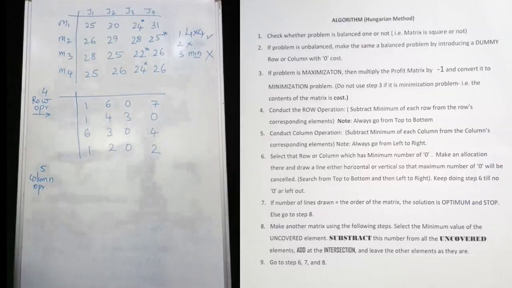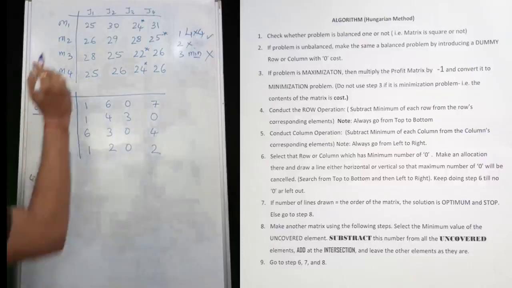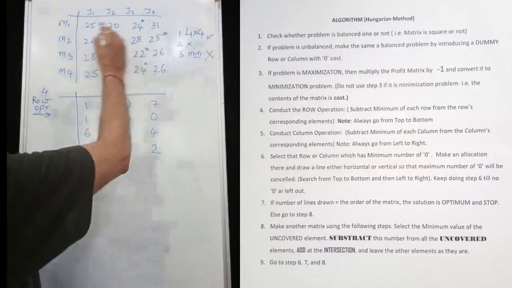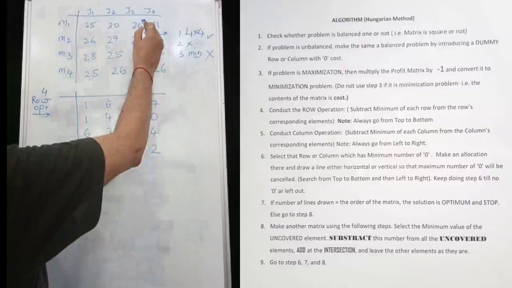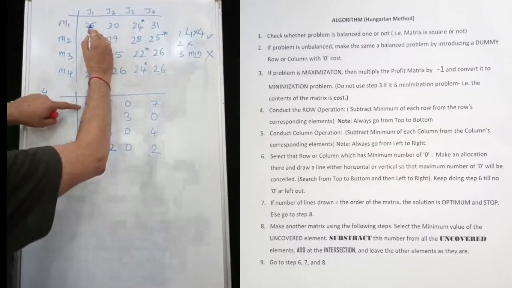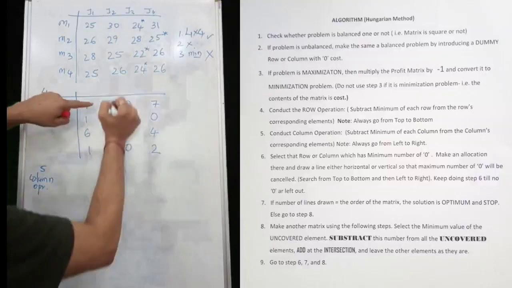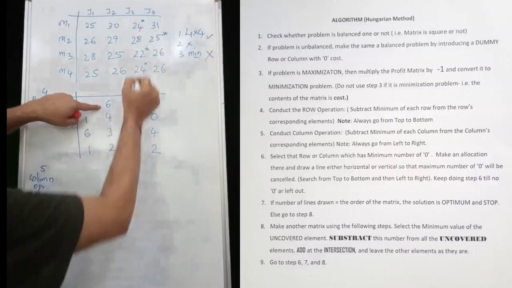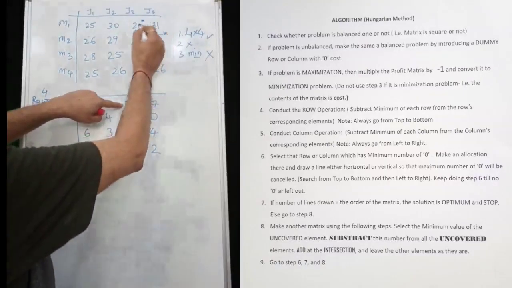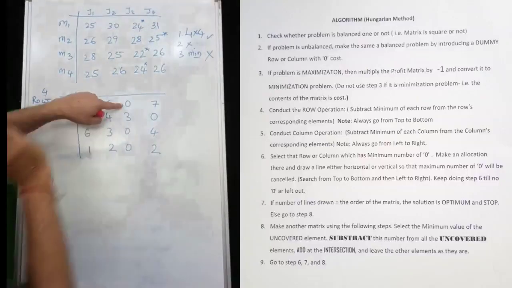What does step number 4 say? Step number 4 says conduct the row operation. Alright, what is row operation? Row operation is to identify the minimum of each row and subtract it from the elements of the same row. So I have identified in the first row, what is the minimum? It is 24, and I have subtracted it from elements of the same row. That is 25 minus 24 is 1, 30 minus 24 is 6, 24 minus 24 is 0, 31 minus 24 is 7. So my first row is over.